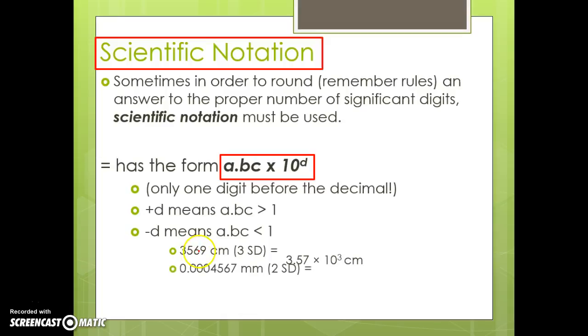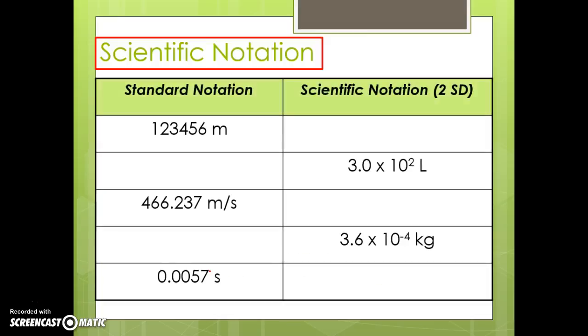Now this number is smaller than 1, so we know that it has to be a negative exponent, and we need it in 2 sig digs. So the 6 will round up the 5. So it would be 4.6 times 10 to the power of negative 4. Okay? So we can just use trial and error in our calculators to figure that out.